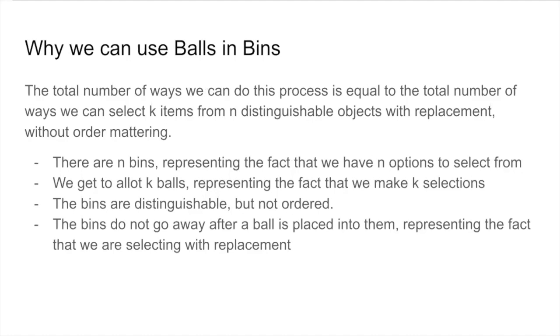The reason why you can use balls in bins is because the situations line up in certain details. For instance, there are n bins representing the fact that we have n options to select from. We get to allot k balls representing the fact that we make k selections. The bins are distinguishable and they're not ordered just like we want. And the bins do not go away after a ball is placed into them, representing the fact that we are selecting with replacement. So if you put a ball into a bin, you can put another ball into that bin, which is what we want because when we're selecting with replacement, we want to be able to select one option multiple times.